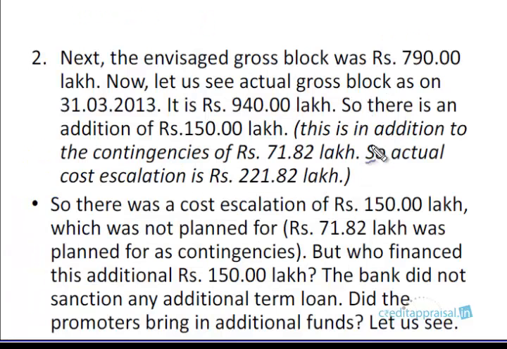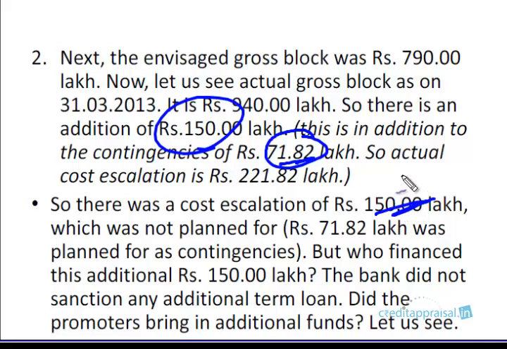Okay. Now this 150 is in addition to the contingencies. If you recall, the original project cost also had an item called contingencies to account for the cost escalation. Now this was exceeded, and in spite of that, in addition, there is a 150 increase. So there is a cost escalation of 150 lakhs.